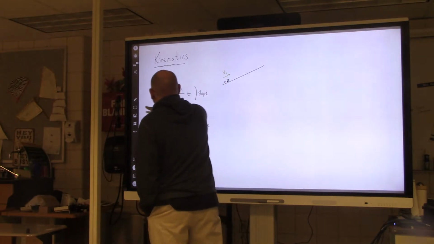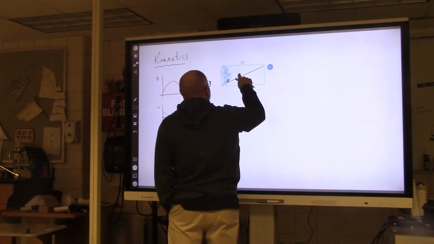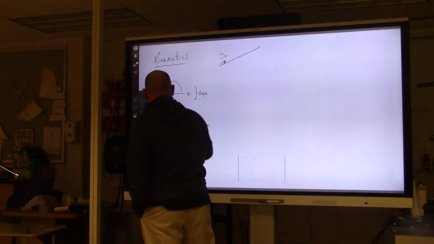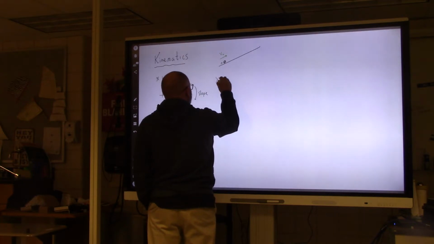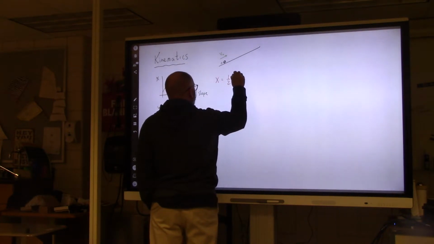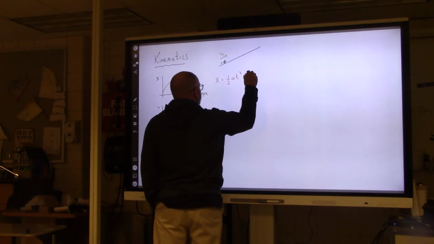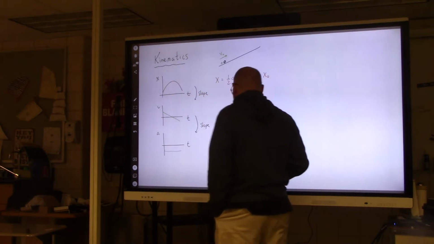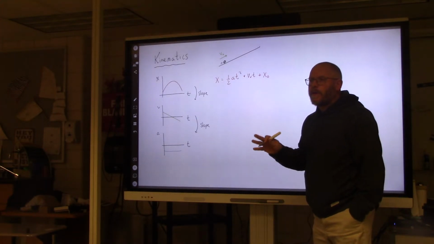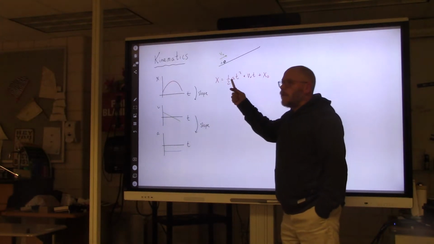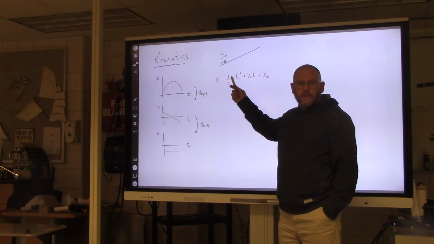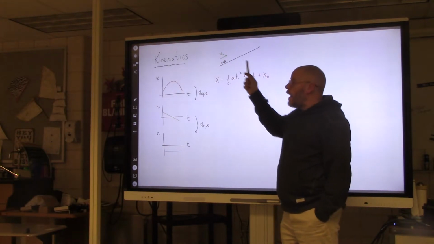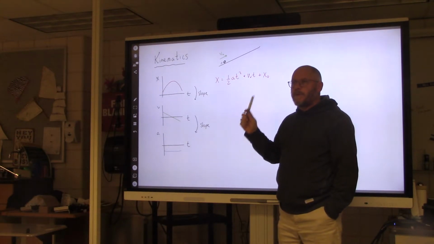Because we understand these shapes, we actually have equations that go with them. So the position is equal to 1/2 a t squared plus v0 t plus x0. We know what all these terms are: a is the acceleration, t is the time, v0 is the initial velocity, and x0 is the initial position.